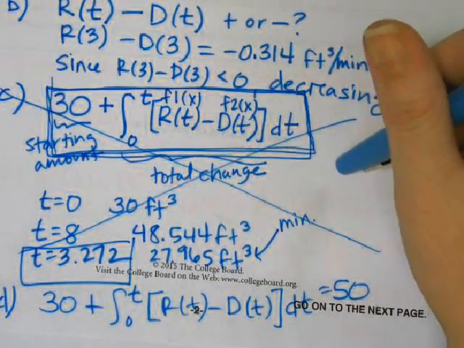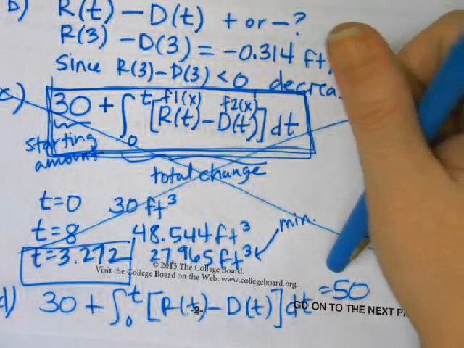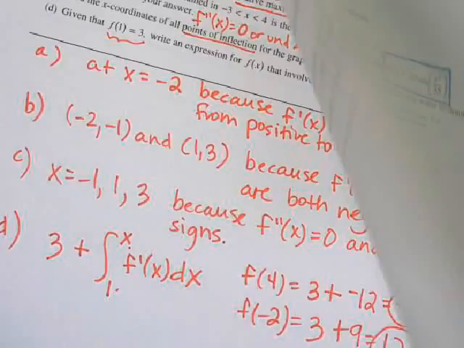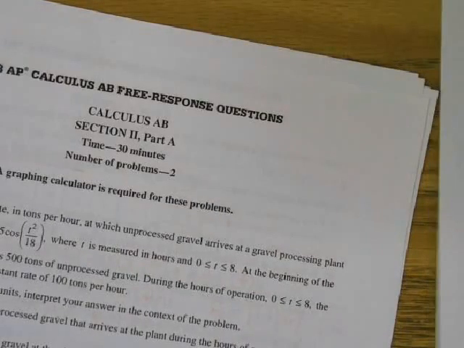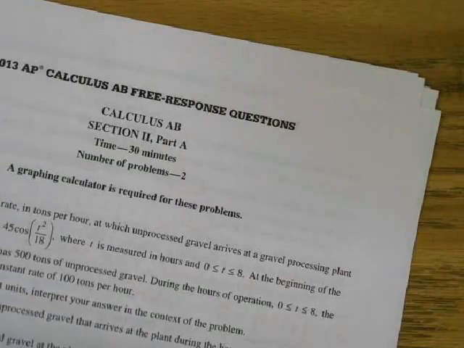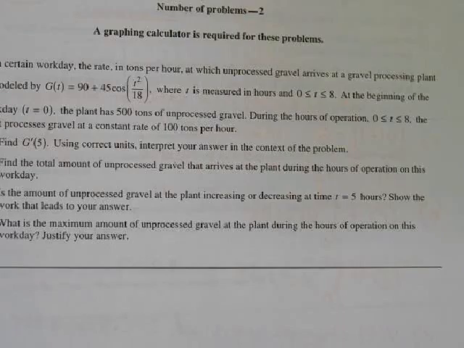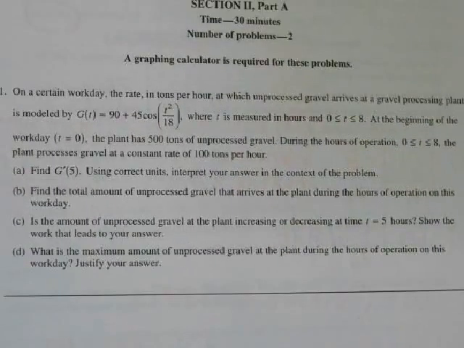Alright, we can do part A, it's really easy, we'll do it real quick too. Part A says find G prime of 5, and then using correct units, interpret your answer in the context of the problem. You can do a derivative of a function at a point in your calculator. Wait, did you just find the derivative? Yeah, you could find the derivative of this, but it's going to be kind of a pain because you're going to have to use the chain rule on this part. So it's better to use the calculator.